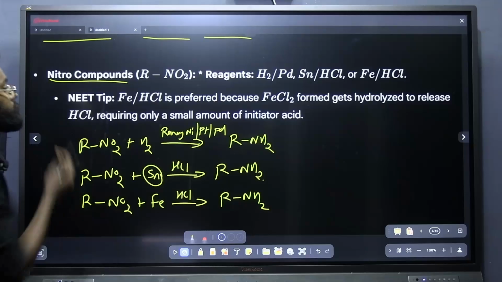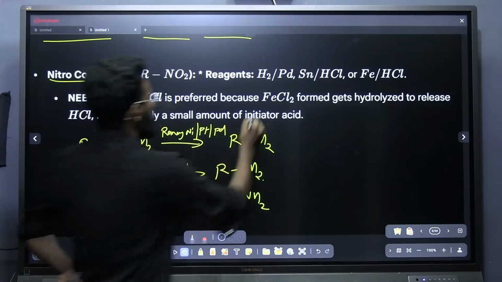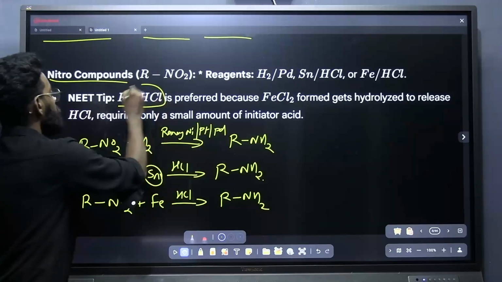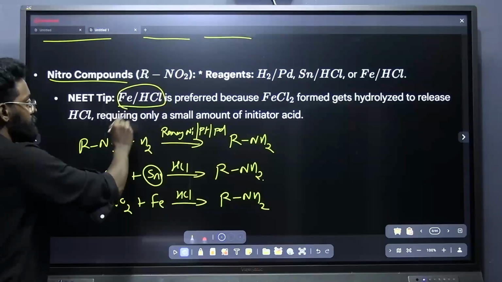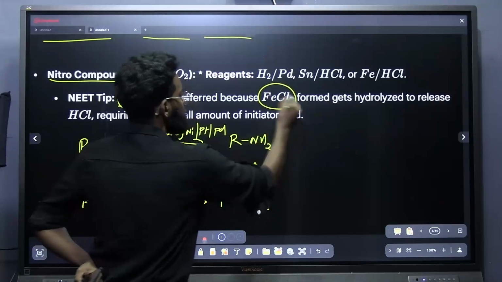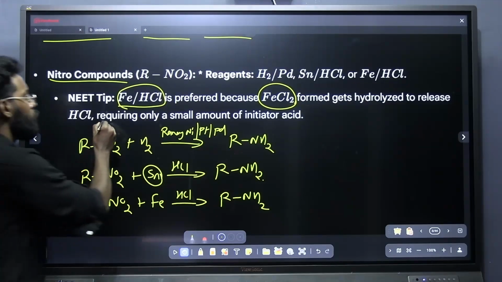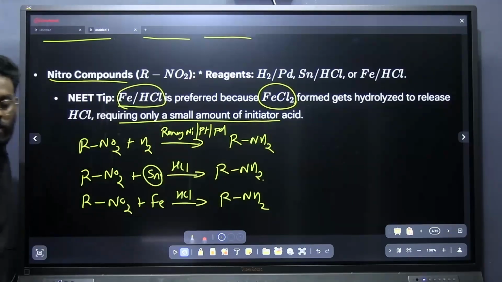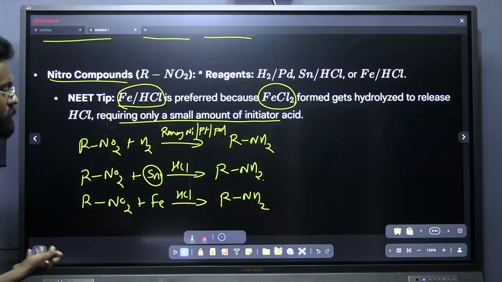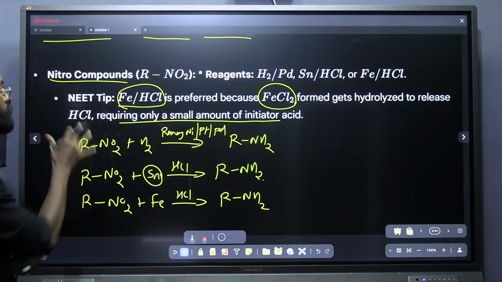Okay, and in this the reduction using iron and HCl is most preferred. What is the reason? Because the FeCl2 that is formed is hydrolyzed to release HCl, so it requires only a small amount of initiator acid. So we will be preferring the metal iron. Okay, this is about the nitro compound.